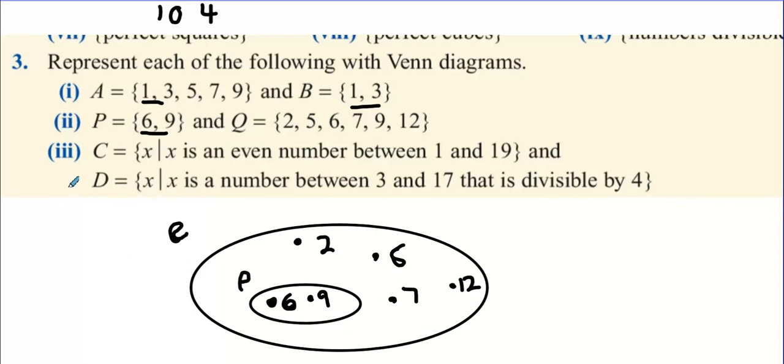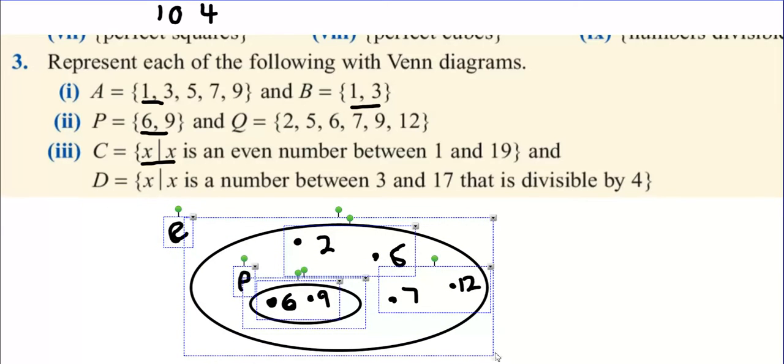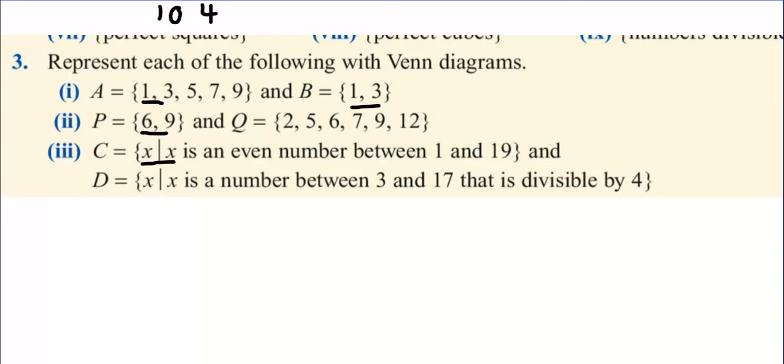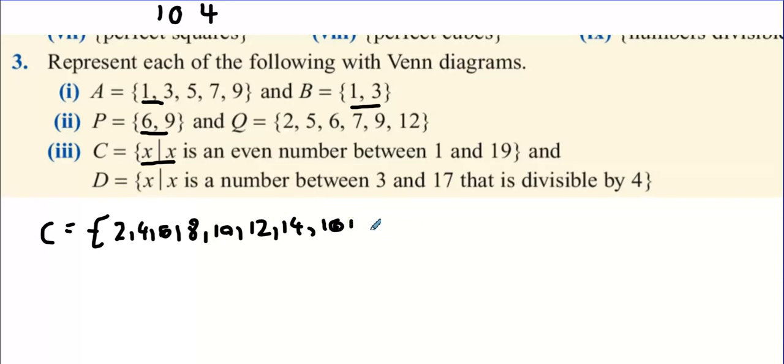Okay, part 3. C is a set. See this fancy language here? It just means write down a set of even numbers between 1 and 19. And then D is a set of numbers between 3 and 17 that's divisible by 4. So we're going to write down what C and D are first. For C, we'll write down a list first. We'll go for even numbers, so 2, 4, 6, 8, 10, 12, 14, 16, and 18.